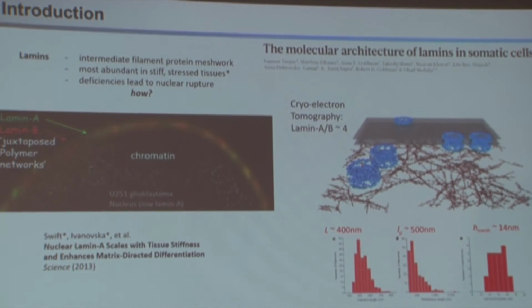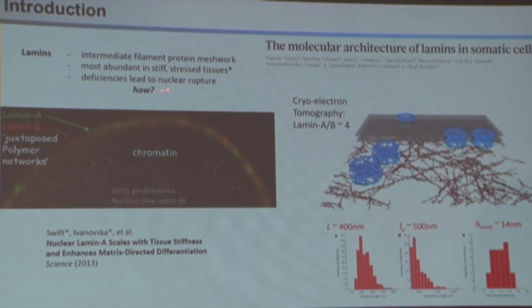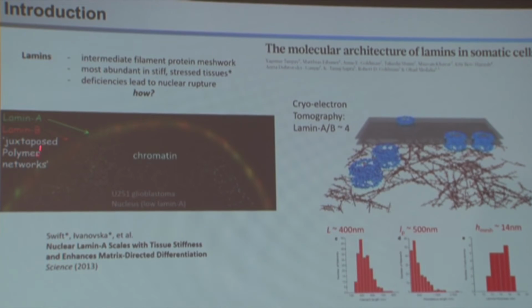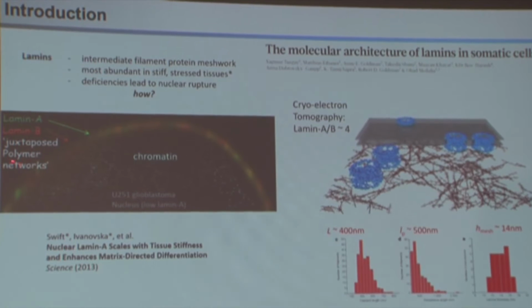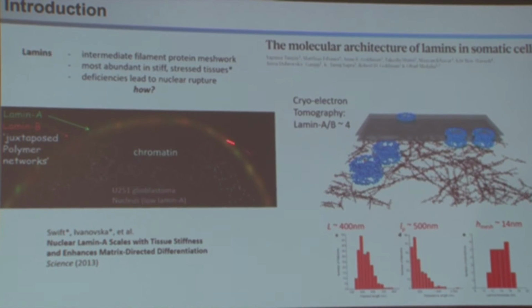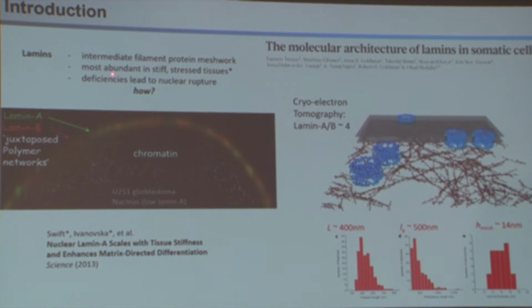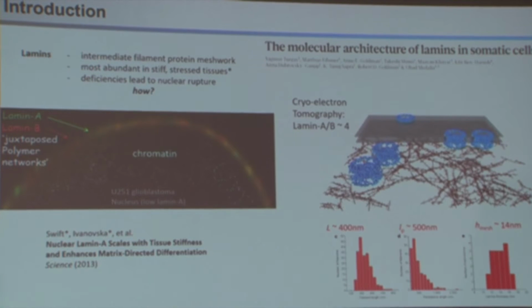So there are intermediate filament proteins that form this kind of meshwork, which looks like a juxtaposed polymer network. So you can see here high resolution imaging of lamin A and B. And this is the chromatin. And earlier we've done work where we showed that lamin A is abundant in stiff tissue. Actually, it can vary over 30-fold. And we hypothesized that deficiency can actually weaken the nucleus, and it can cause structural damage.